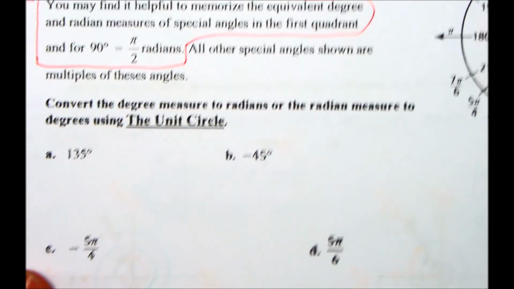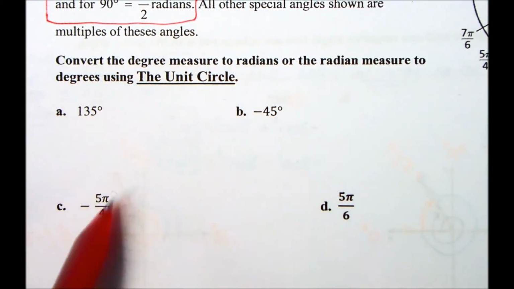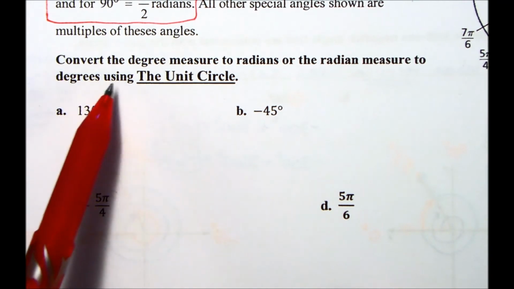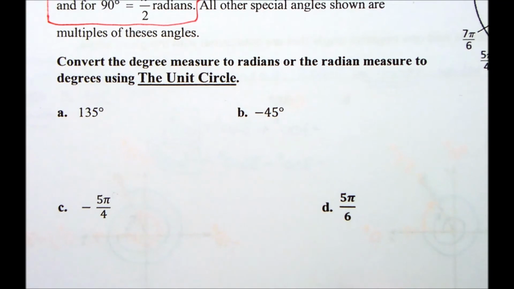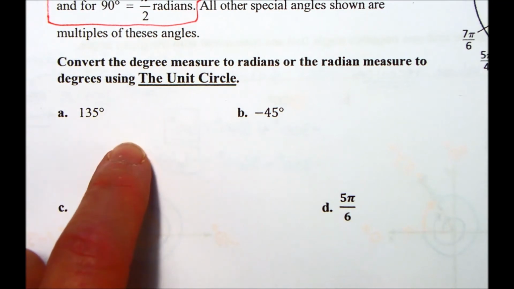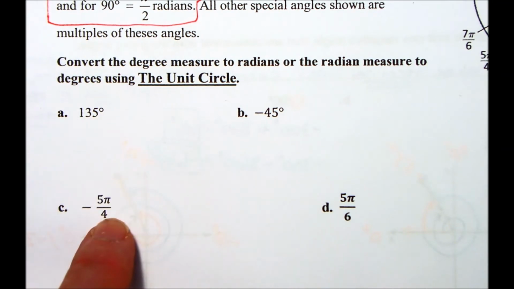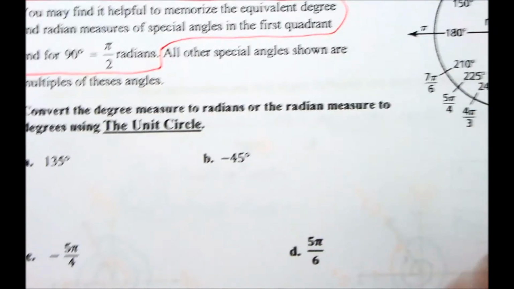So first thing we want to do, in these couple examples, all we're doing is using the unit circle to convert these. We could use the conversion factor and multiply the degrees by pi over 180, or multiply the radians by 180 over pi, and we could simplify it the way we did the last example. However, if you're given the unit circle, just look at it.